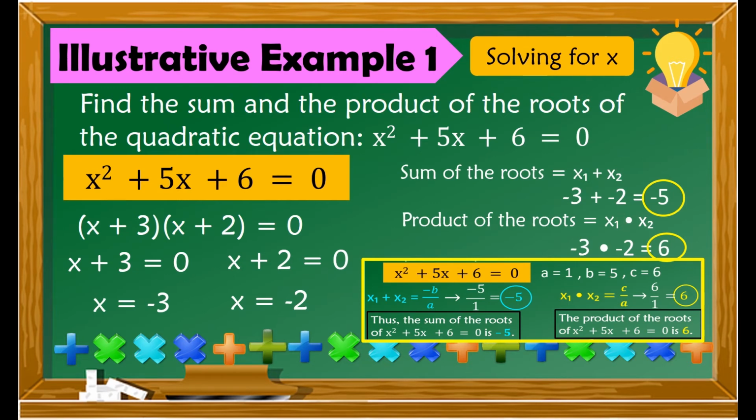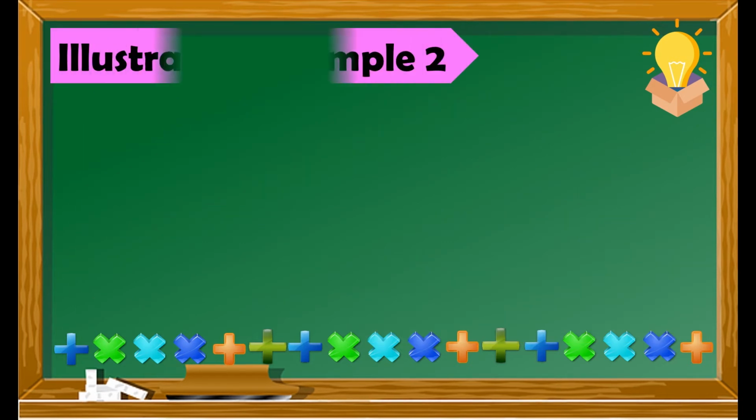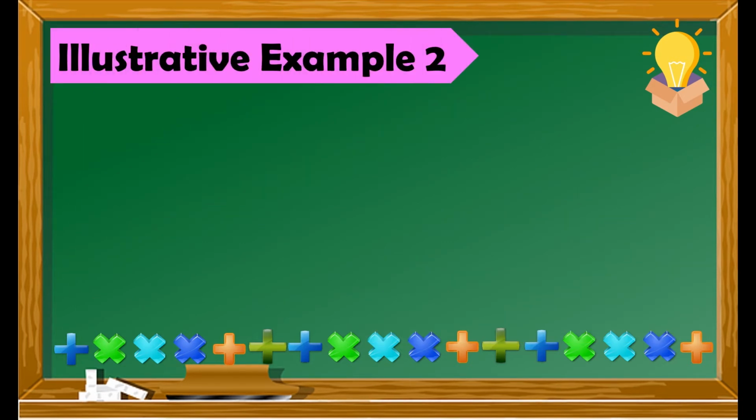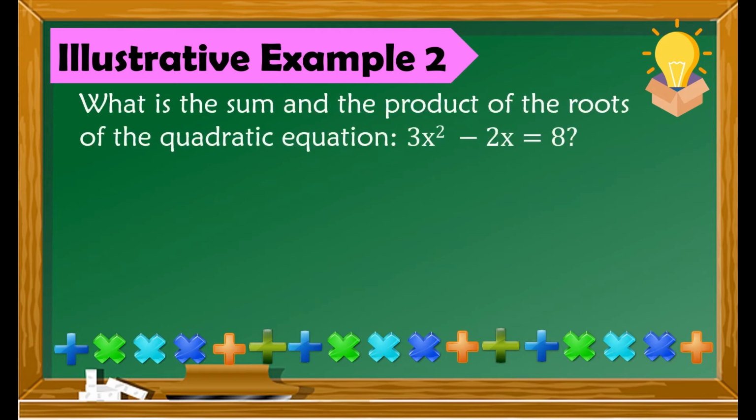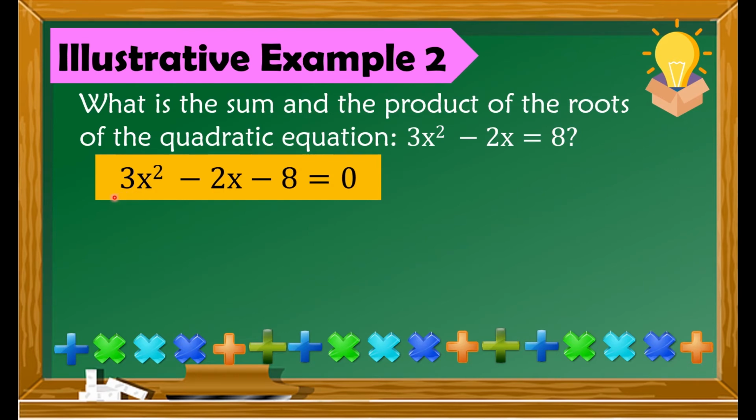Now, I hope it's quite clear to you. But let us proceed with the second example. For illustrative example number 2, what is the sum and the product of the roots of the quadratic equation 3x squared minus 2x is equal to 8. Now, what do you think will be our sum and product? We can already use the formula for the sum. So, before getting that, remember to make it in standard form. So, just have it 3x squared minus 2x.